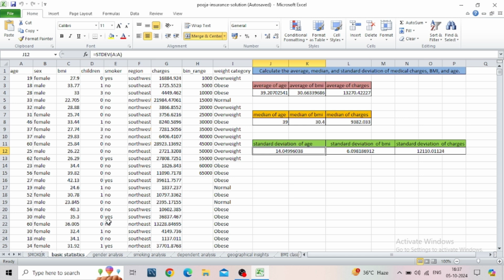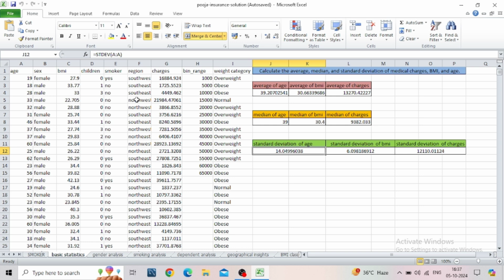This project involved analyzing insurance cost based on various factors like age, gender, BMI, and smoking habits. Throughout this project, I performed several key tasks to understand the patterns and provide meaningful insights. Let me take you through each task one by one.